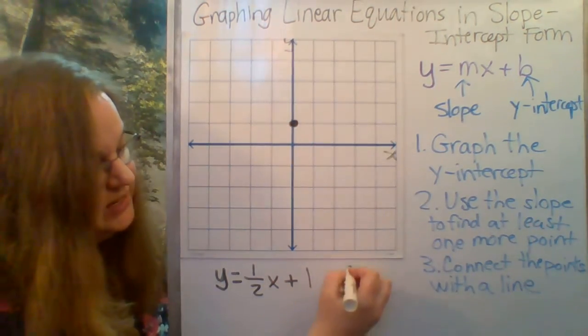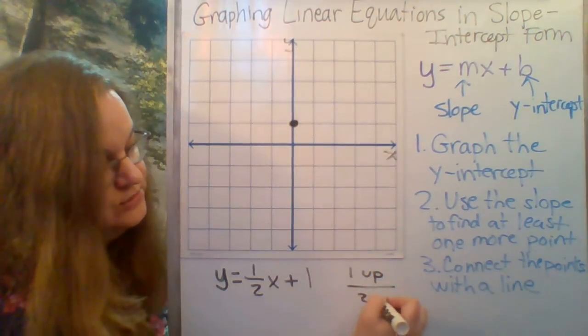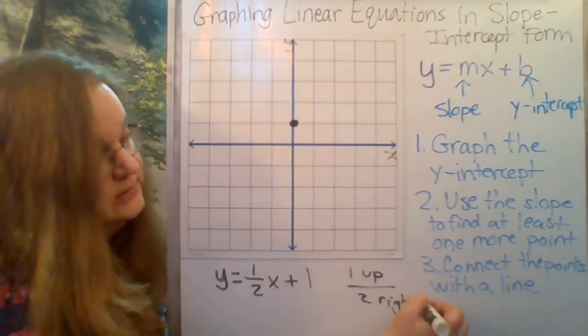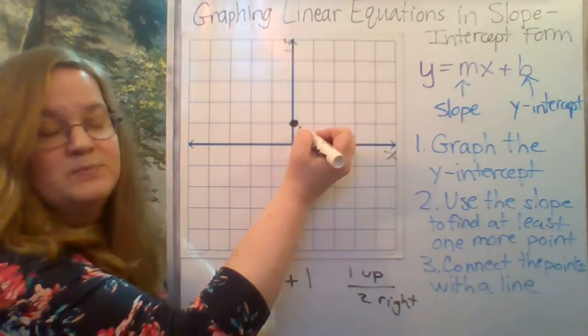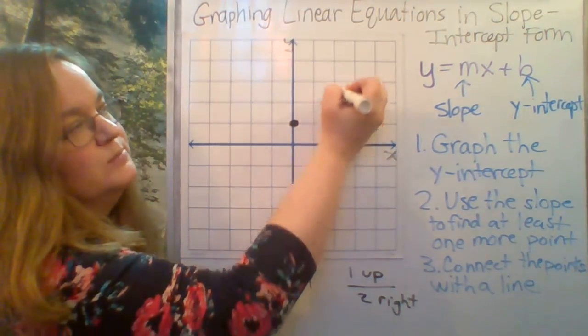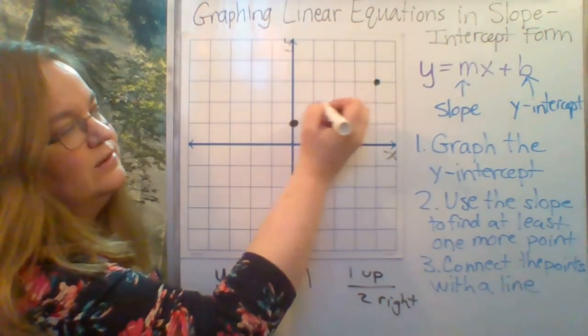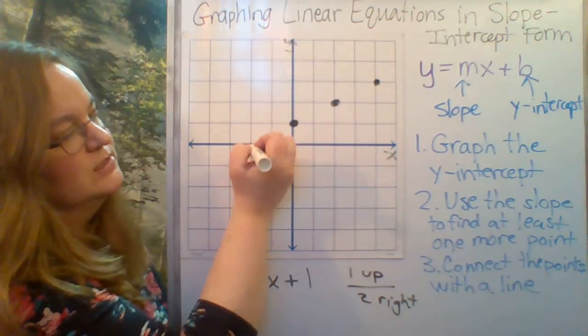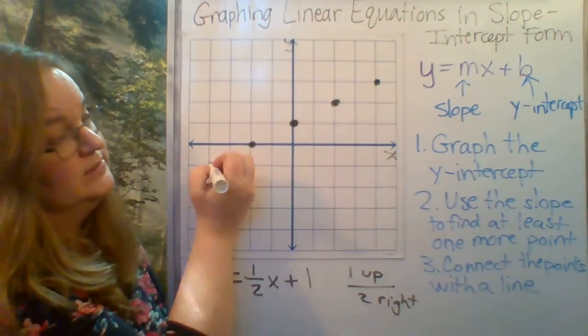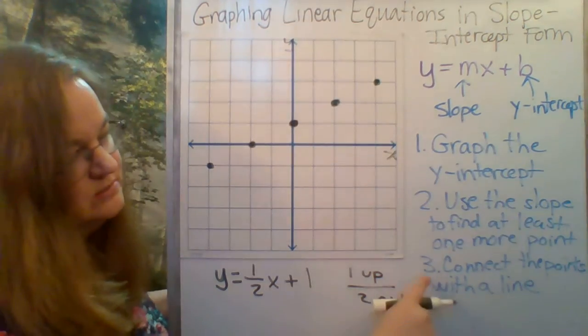A slope of a half means to go 1 up and 2 to the right. So from this point, that's my rule. I'm going to move up 1 and over 2 and put a dot. Move up 1, over 2, and put a dot. Once I have that pattern, I can follow it backwards and do points this way as well. Then all I'm going to do is connect the dots with a line.